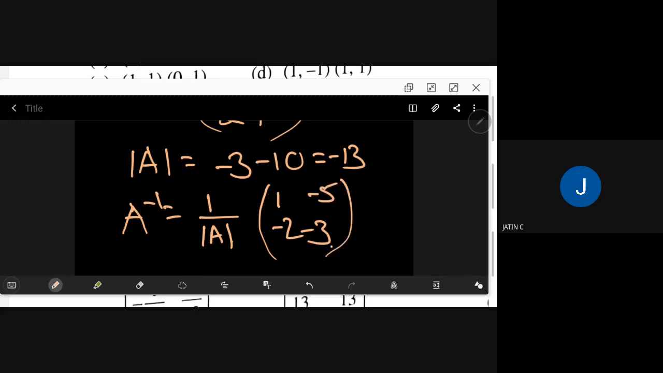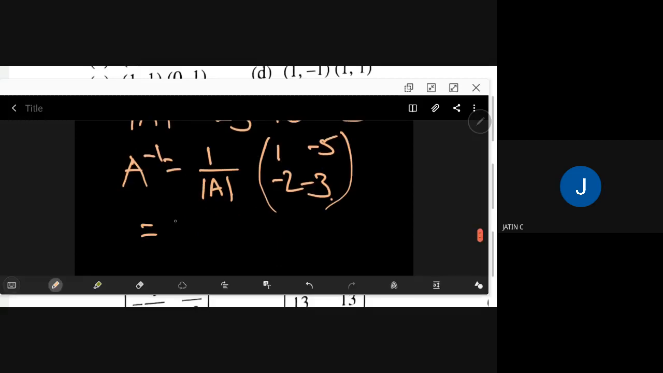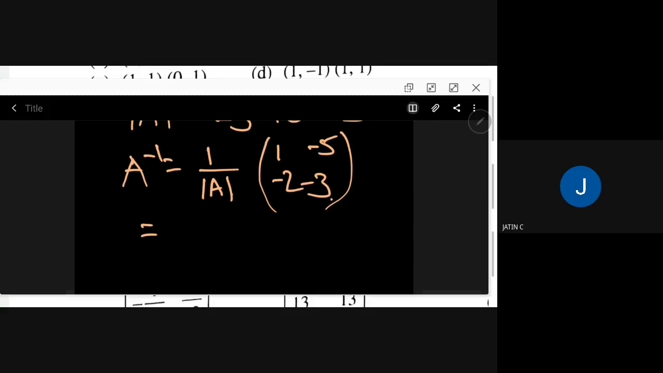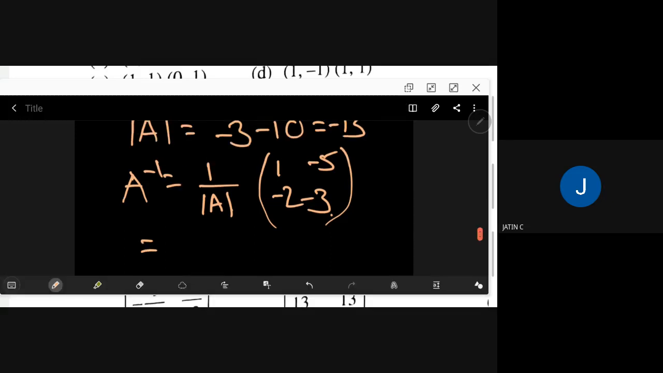Okay, so we will get this as, please check this one, minus 1 by 13. Is it right? Yeah, minus 1 by 13. 1 minus 5 minus 2 minus 3. That will be the answer. Okay, please see that one.